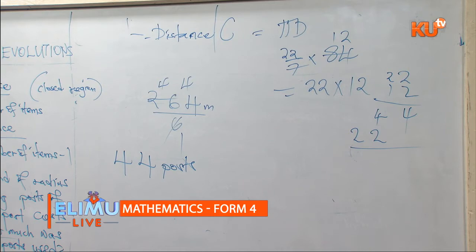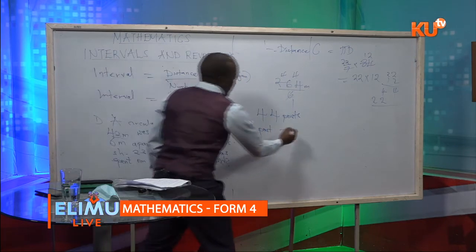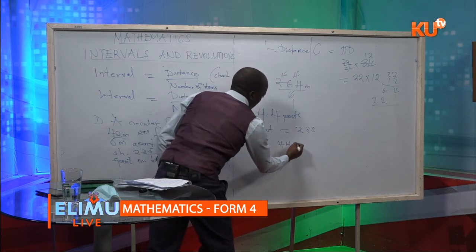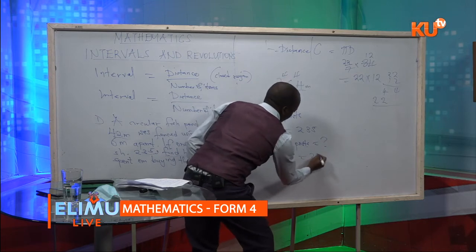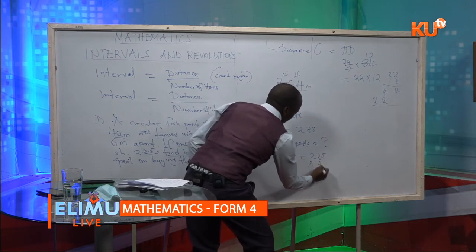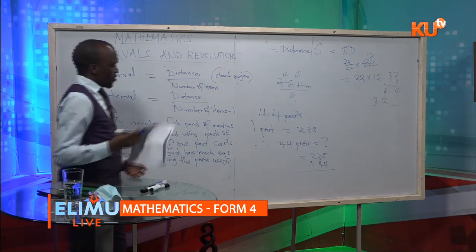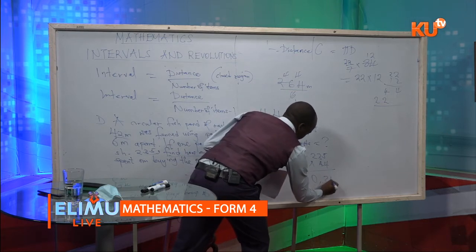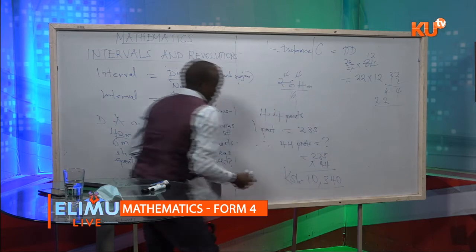This question was asking about money. We are told that one post is equal to 235. Therefore, 44 posts would be 235 times 44. I want to make our work easier. I get my answer to be 10,340 shillings. So that is our answer there.